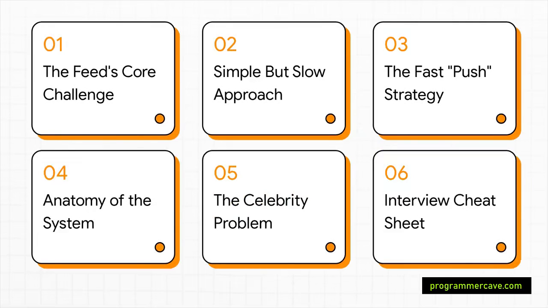All right, so here's our game plan. First, we'll define the core problem we're trying to solve. Then we'll look at the simple, obvious approach and why it's a total trap. After that, we'll dive into the much faster push strategy, map out the system architecture, and then tackle the infamous celebrity problem. And to wrap it all up, I'll give you a cheat sheet for your next interview.